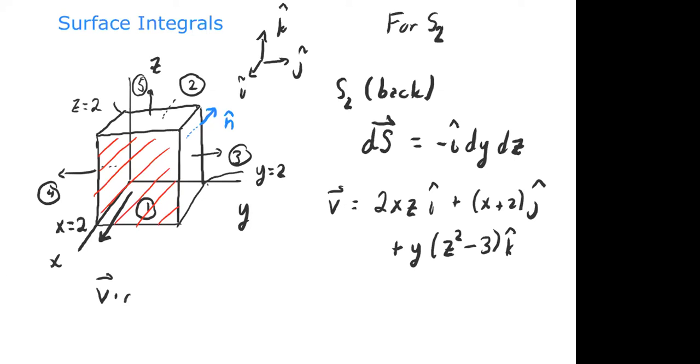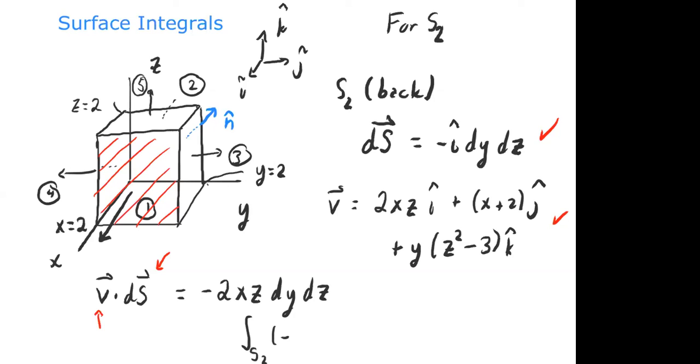To evaluate the surface integral over surface 2, I have to take the dot product of v with the differential surface element along surface 2. I look at these two vectors, I take their dot product, and I realize that things simplify. This simply reduces to minus 2xz dy dz. So this is the guy I need to evaluate over surface 2.